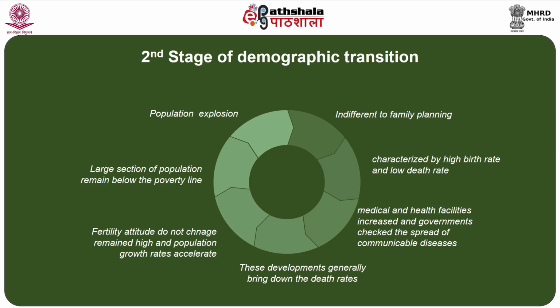But the fertility attitude would not change, and hence fertility remained high, and as a result the population growth rates would accelerate. When a country is experiencing both the second stage of demographic transition and stagnant economic growth, a large section of the population remained below the poverty line, and economists call this population explosion.